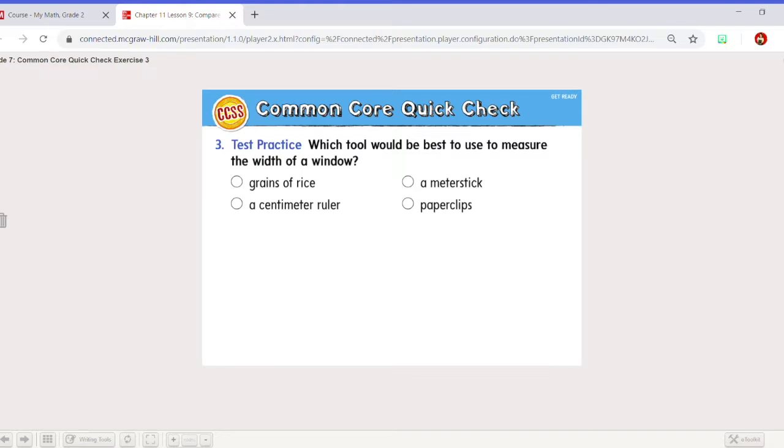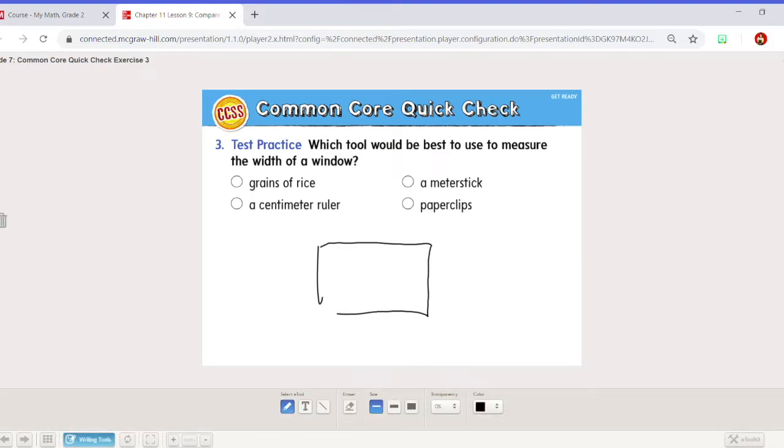Which tool would be best to measure the width of a window? So windows are pretty big. I'm looking at the one right in front of me. And we have different tools here. It says, would we use grains of rice, centimeter ruler, meter stick, paper clips? Well, even if I put a ruler by my window, I would need more than one. So usually if I need more than one ruler, that's a hint that I need a meter stick.